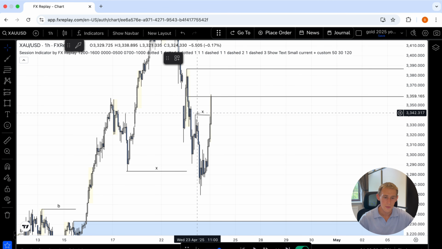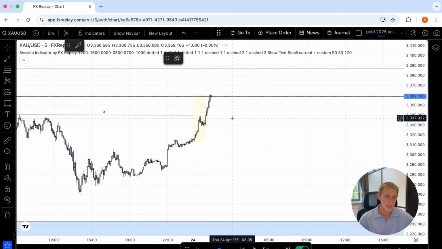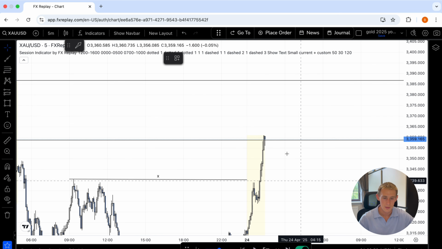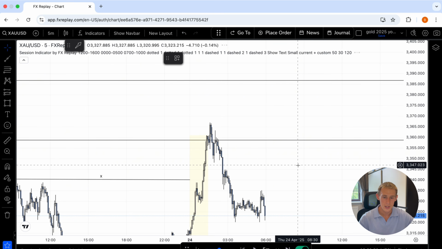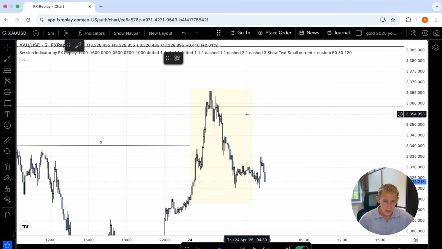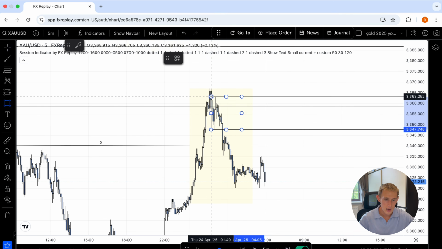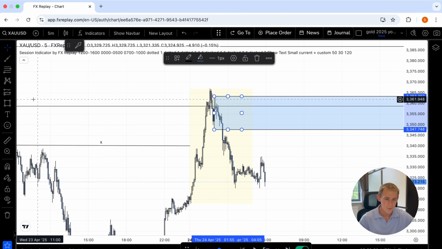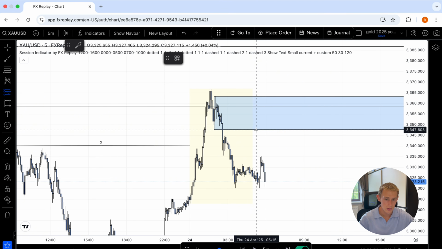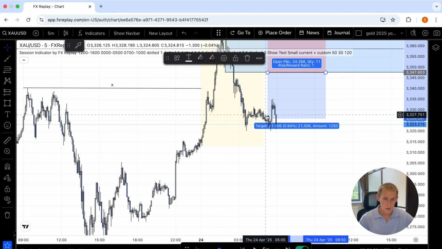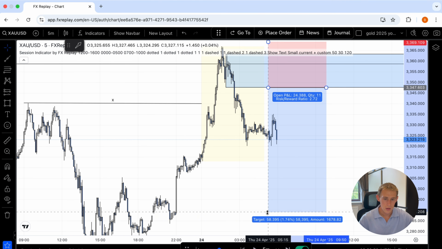This kind of looks too obvious as a change of character for myself, so I'm going to see how this reacts and see if we can get some sells post Asia session. Yeah, there we go. So Asia session presented a change of character here. We have an area of imbalanced supply. So I'm going to enter on this and go for a 1 to 3.